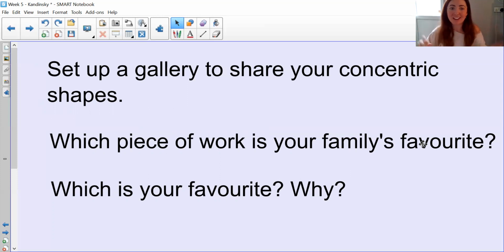And with your gallery, why don't you invite your grown-ups along or your brothers and sisters along to have a little look, act like it, pretend like it's a real art gallery. They can come and decide which piece of your work is their favourite. And I want you to think as well about which is your favourite piece of work and why. So which concentric shape that you've created is your favourite and why is it your favourite?